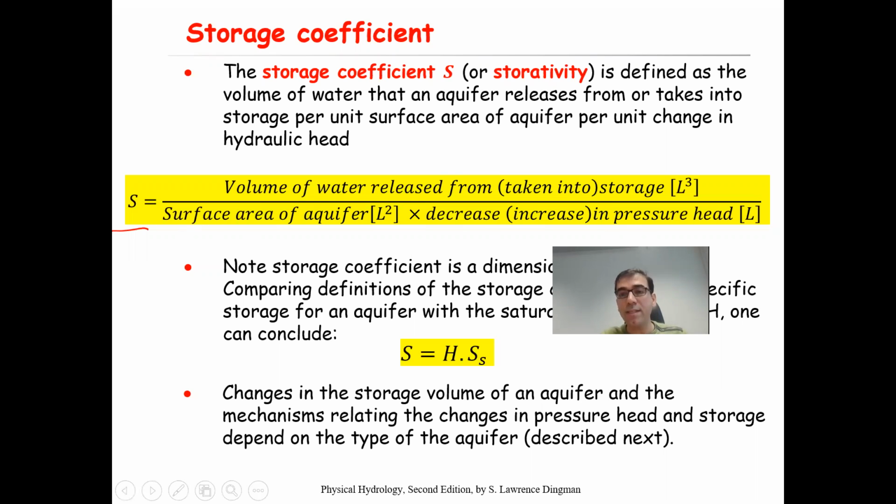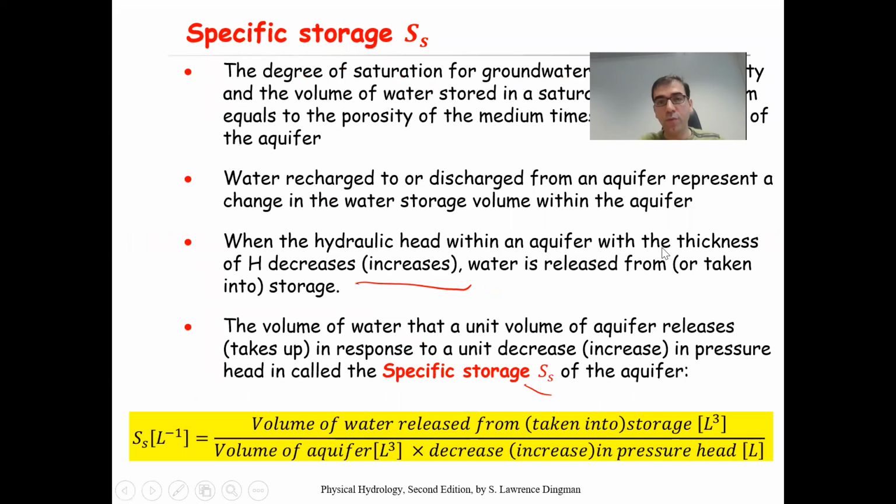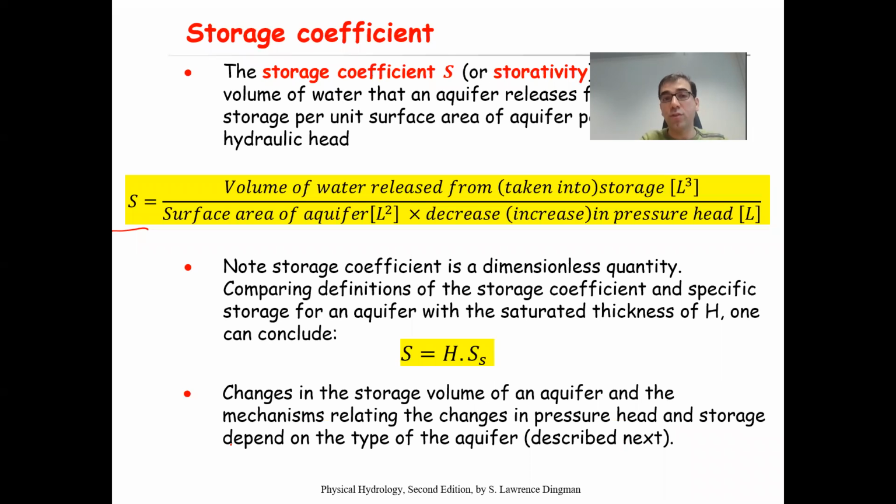When you compare this definition with the previous one, if you multiply Ss by the thickness of your aquifer, because volume is equal to thickness times area, then that will be equal to the storage coefficient. So S, the storage coefficient, is equal to H, the thickness of the aquifer, times Ss, the specific storage.